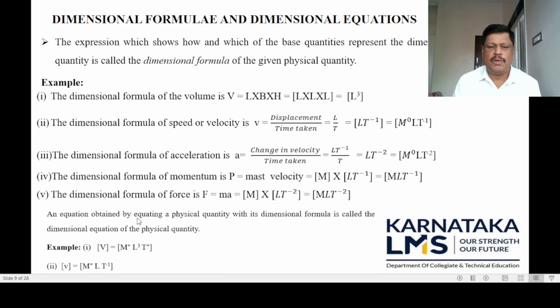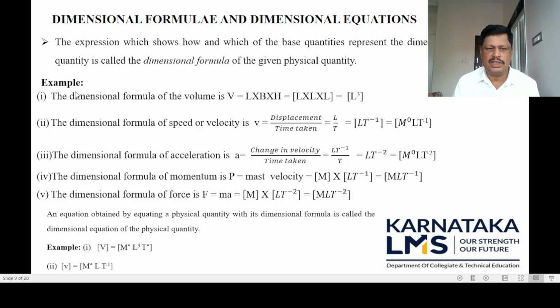An equation obtained by equating a physical quantity with its dimensional formula is called the dimensional equation of the physical quantity. All dimensional formulae are expressed in terms of the fundamental physical quantities or base quantities such as mass, length and time raised to some powers.